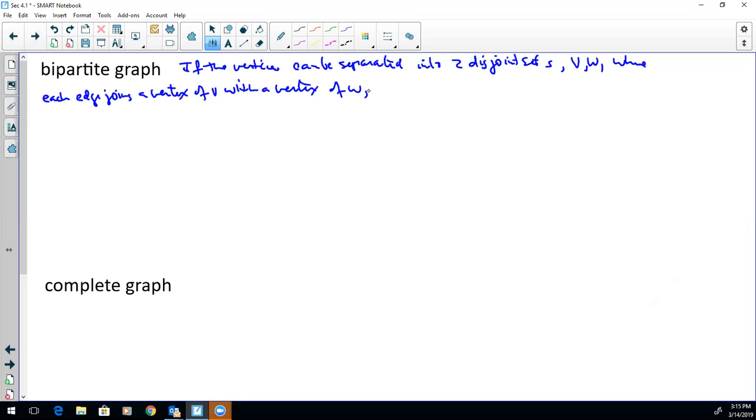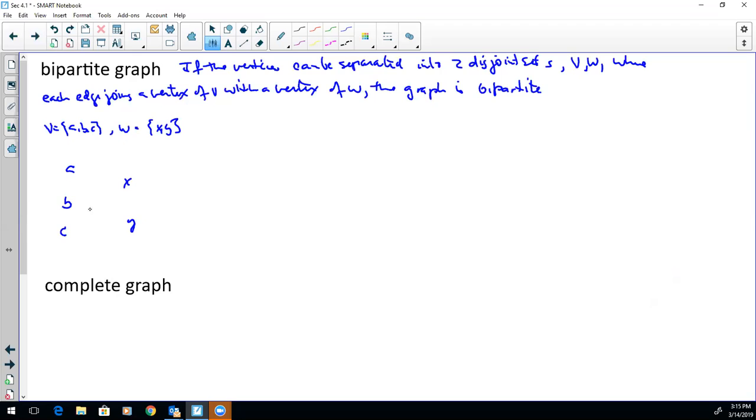Okay, then this is called a bipartite graph. So for example, I'm going to take a graph here. My one vertex set is going to be A, B, C. Another vertex set will be X, Y. Okay. So here's A, here's B, here's C, here's X, and here's Y.